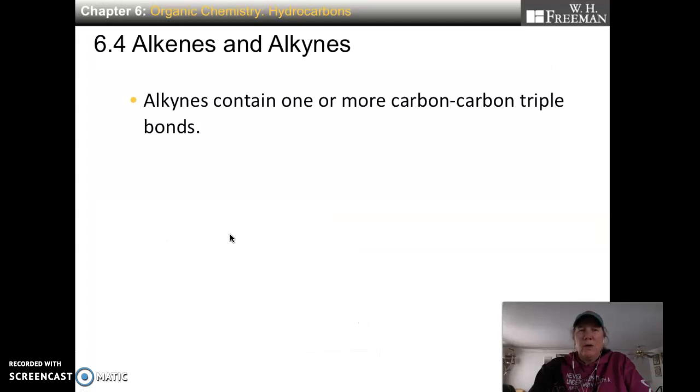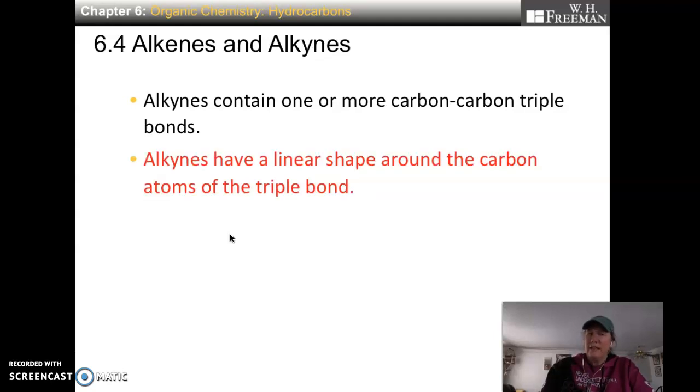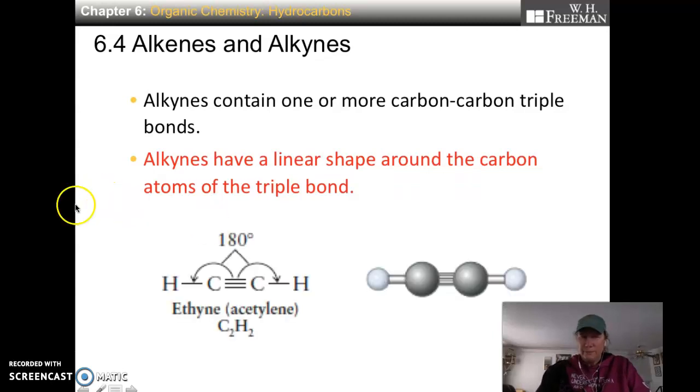Okay, so again, alkenes and alkynes. Now an alkyne, now you have a triple bond. Okay, and so instead of ENE, like the double bond, it's YNE. Okay, alkynes have a linear shape around a carbon, and then you're going to have a triple bond. Here's ethyne. And again, I always think of when I do alkynes, you sound like you're from the South.